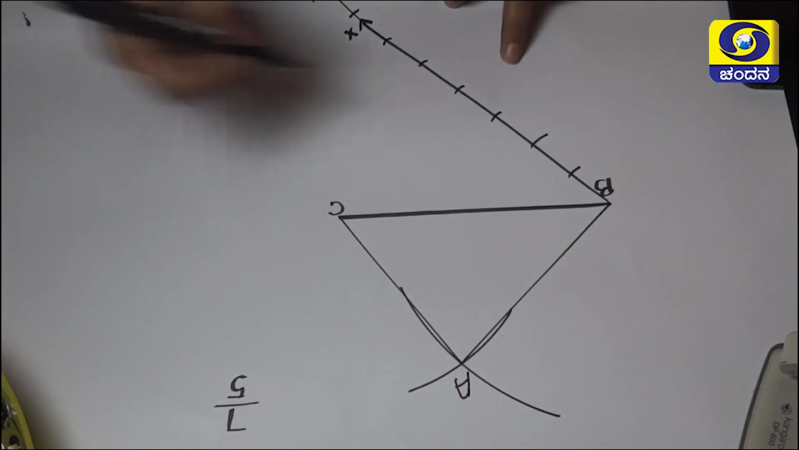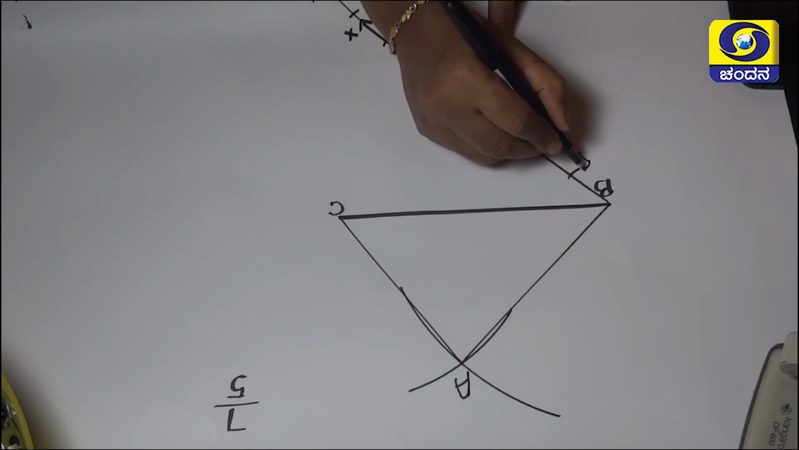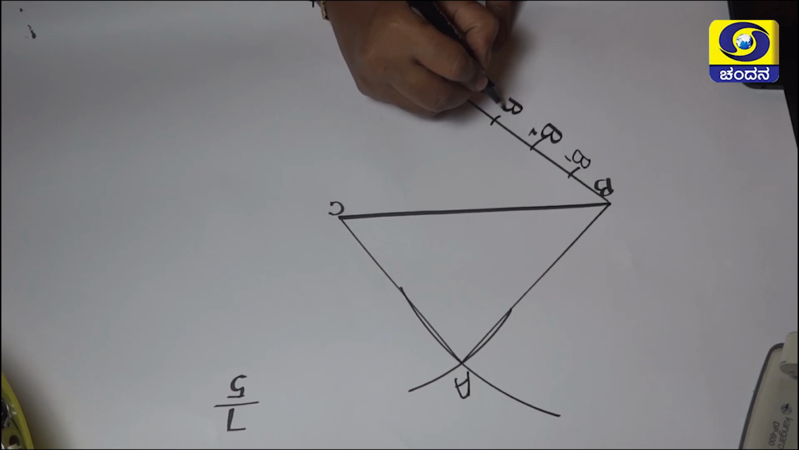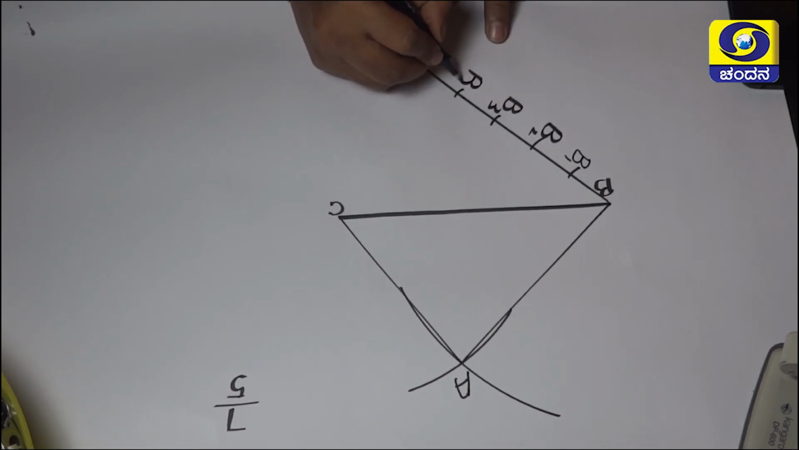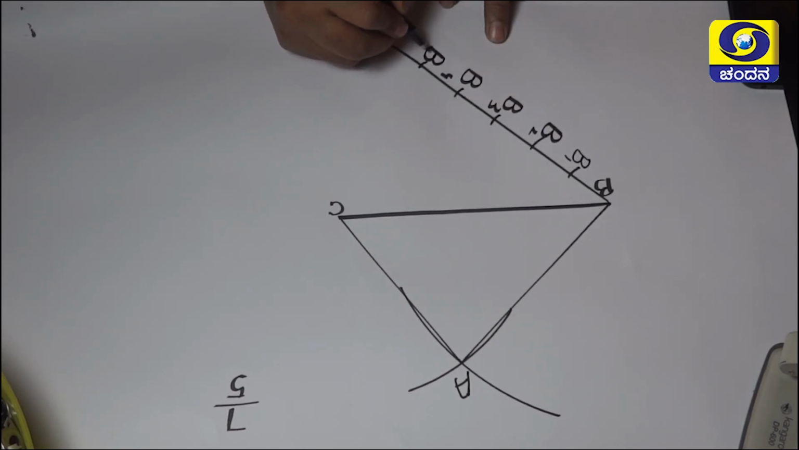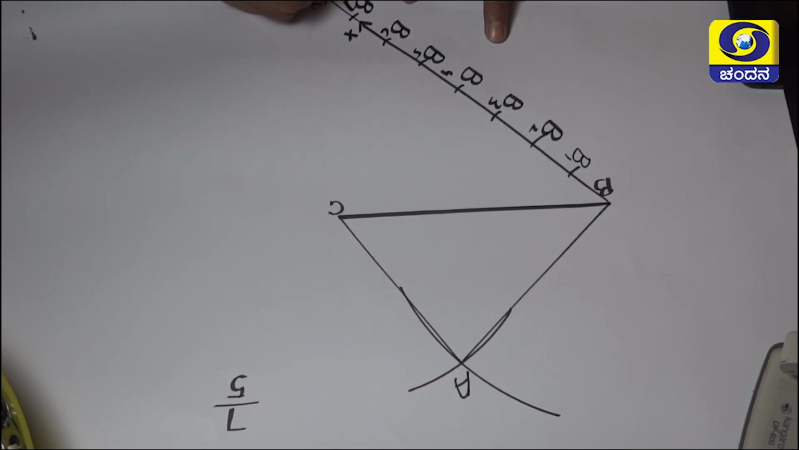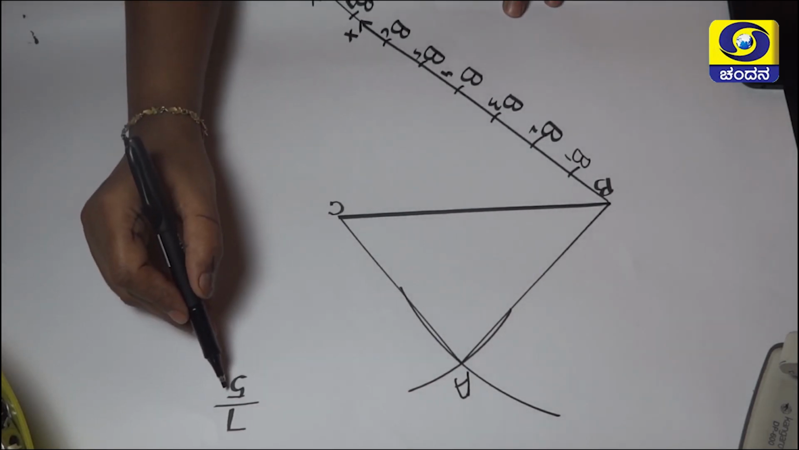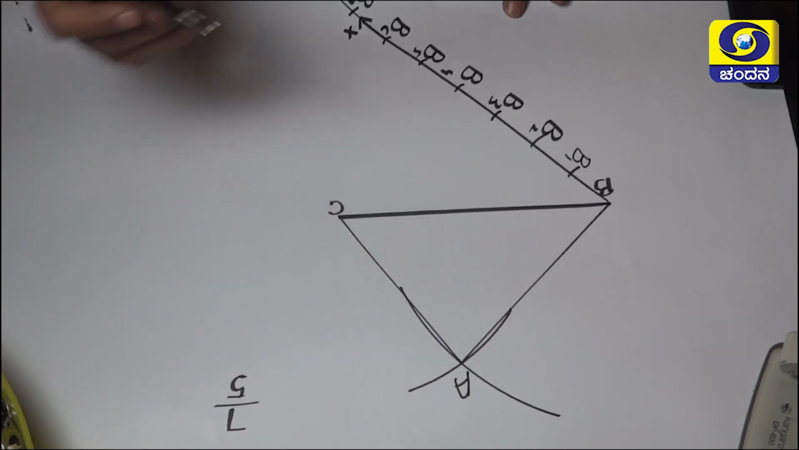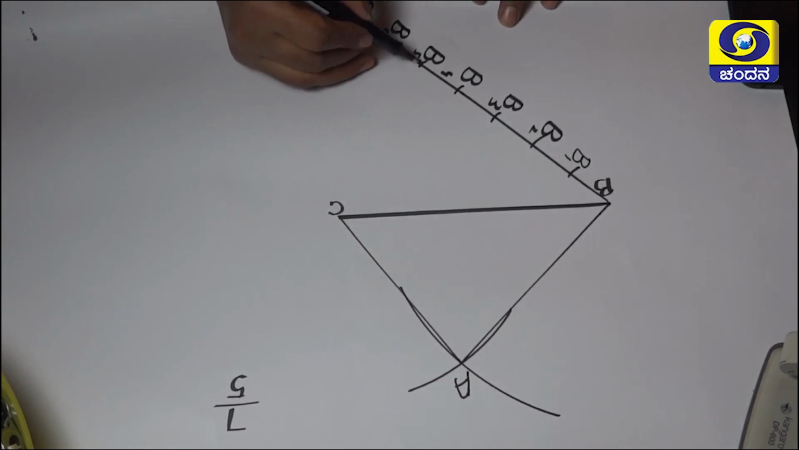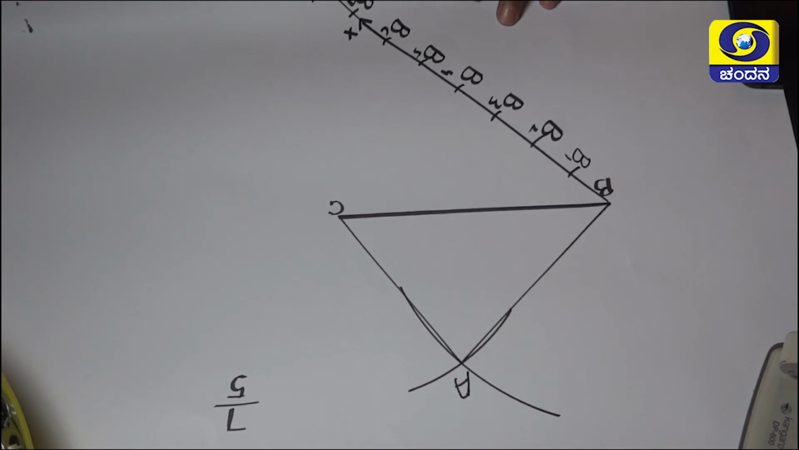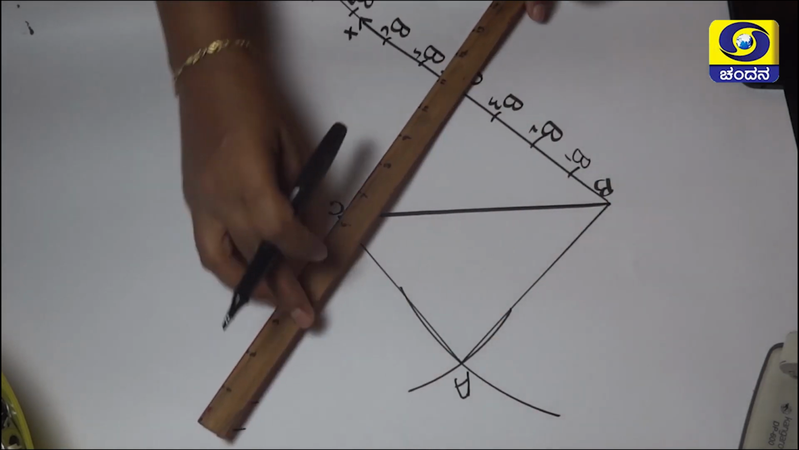Now let us name these points as B1, B2, B3, B4, B5, B6, B7. Now let us see the denominator. It is 5. It means we have to join the fifth point to end point of the line segment BC. Let us join this.